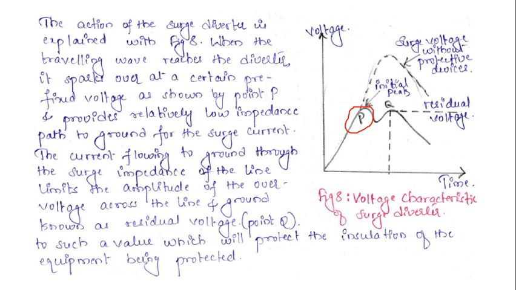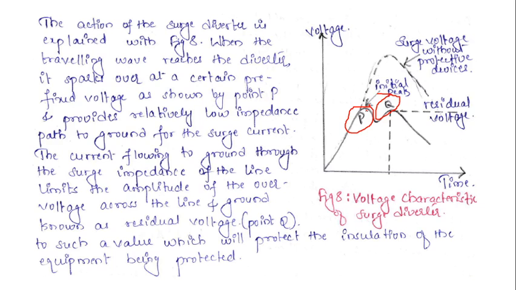Okay, the current flowing to ground through the surge impedance of the line limits the amplitude of the over voltage across the line and ground, known as a residual voltage, represented by the point P. So this is a point P, to such a value which will protect the insulation of the equipment being protected. So if these surge lightning arresters or the surge diverters were not there, so that surge current may reach a peak value, which is represented over here. So this is a surge voltage without protective devices. Because of this, it is restricting the surge voltage here itself at the point P.